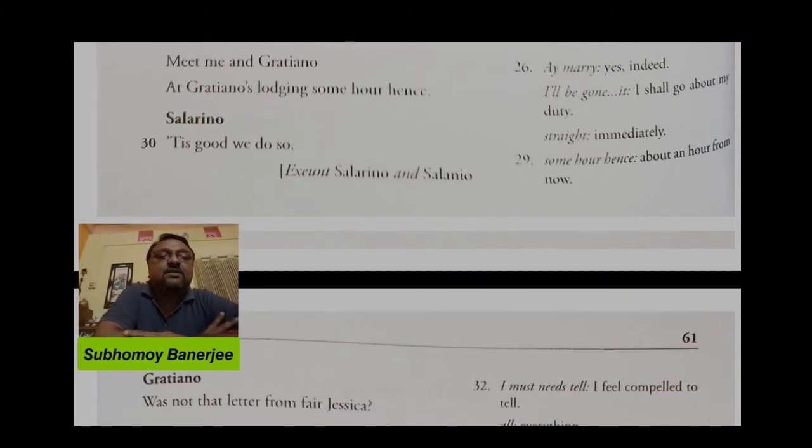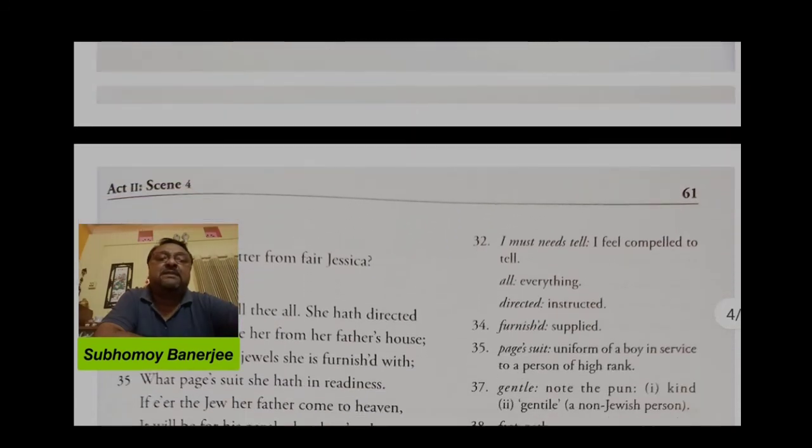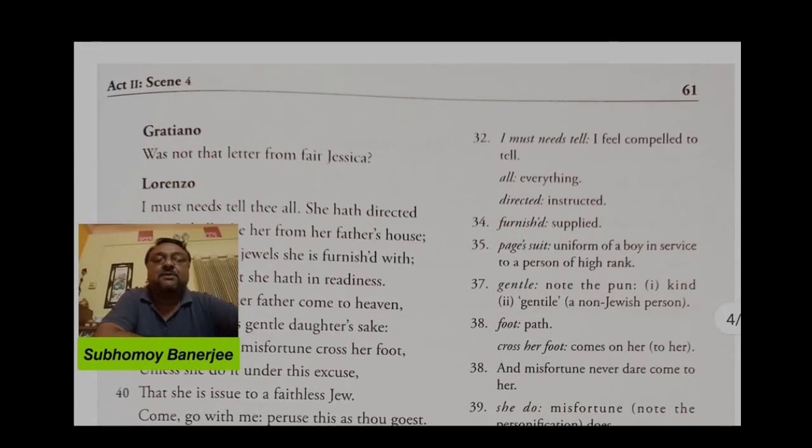Yes, it is good that we should meet, because once we get ready with all the things that are required for this masquerade, we have to meet. So exeunt Salarino and Salanio. Salarino and Salanio go out. They are not so close friends as Gratiano is to Lorenzo. Now Lorenzo and Gratiano will talk, and Lorenzo will show the love letter to Gratiano. Let's see what happens. We move to page 61. This is the last page of the scene.